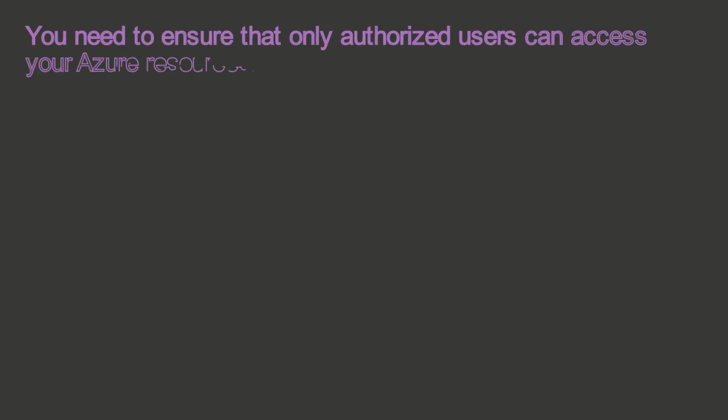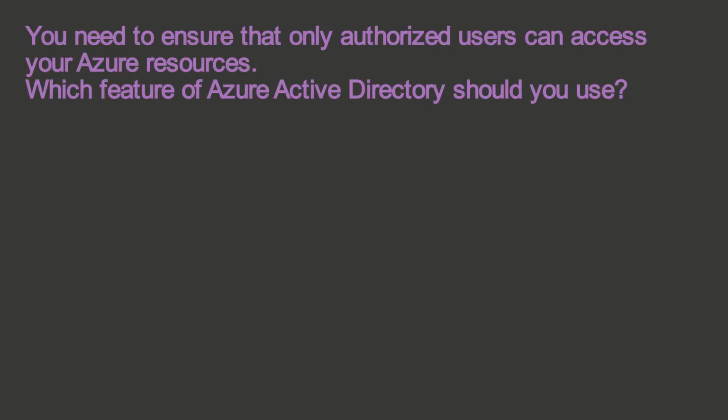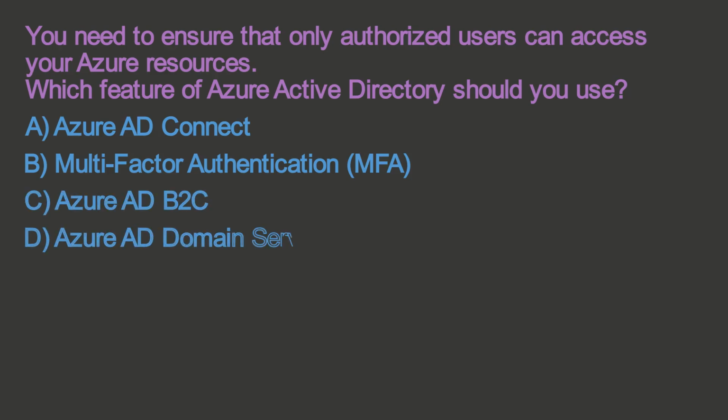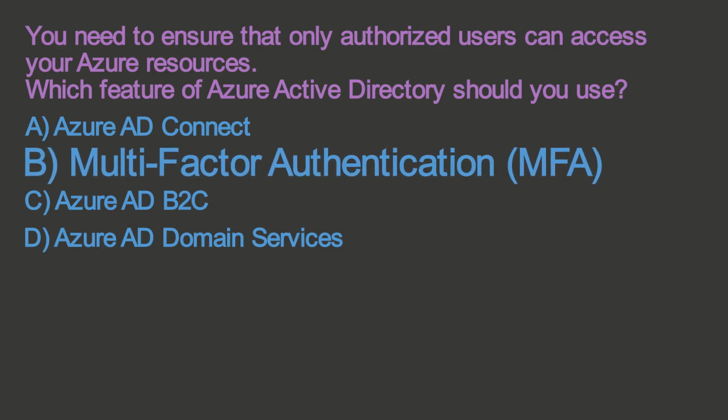You need to ensure that only authorized users can access your Azure resources. Which feature of Azure Active Directory should you use? A. Azure AD Connect. B. Multi-factor authentication. C. Azure AD B2C. D. Azure AD Domain Services. The correct answer is B.